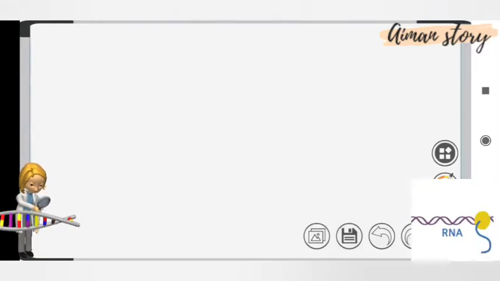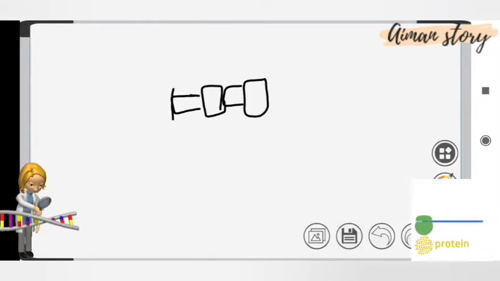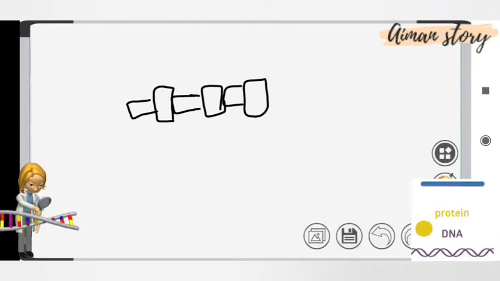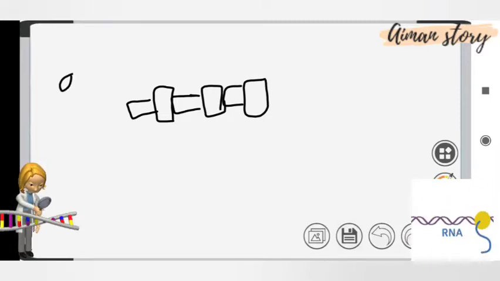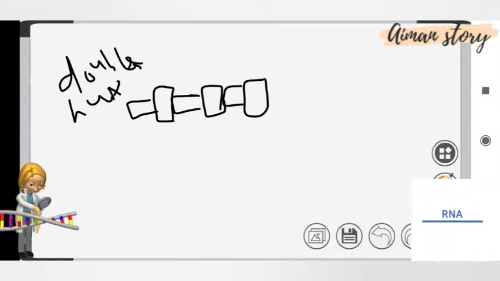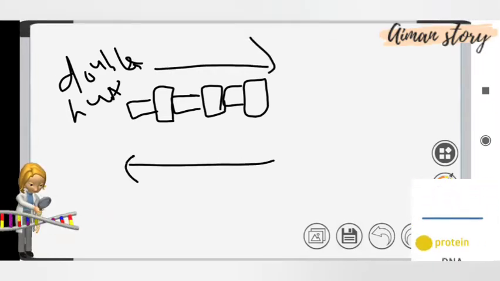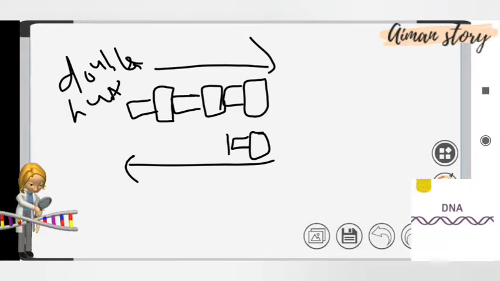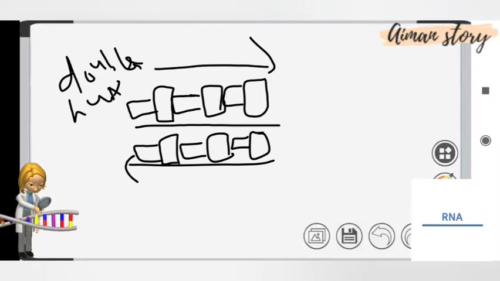The formation of DNA is something like this. We have the sugar and then the phosphate, the sugar and then the phosphate. And on the other part, because the structure of DNA is a double helix, there are two strands that run in opposite directions. This one is sugar, this one is phosphate group. In between both strands there are nitrogenous bases.